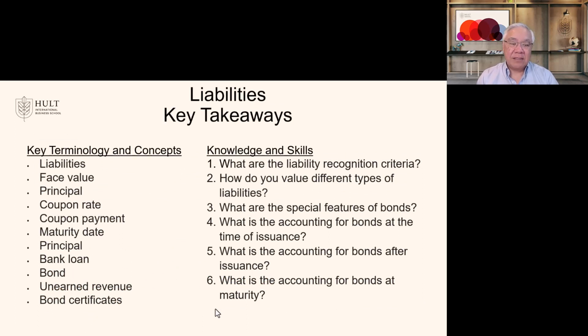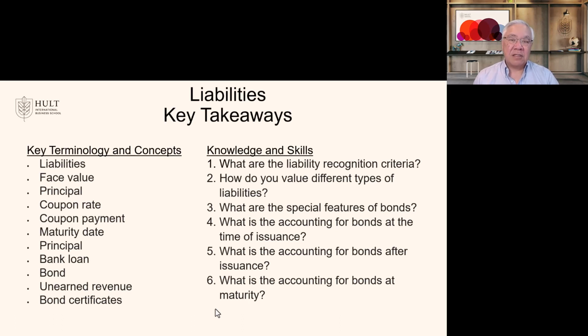The takeaways in terms of terminology and concepts are, all right, listen and tick off in your brain: liabilities, face value, principal, coupon rate, coupon payment, maturity date, bank loan, bond, unearned revenue, and bond certificates. Tick, tick, tick, or not.